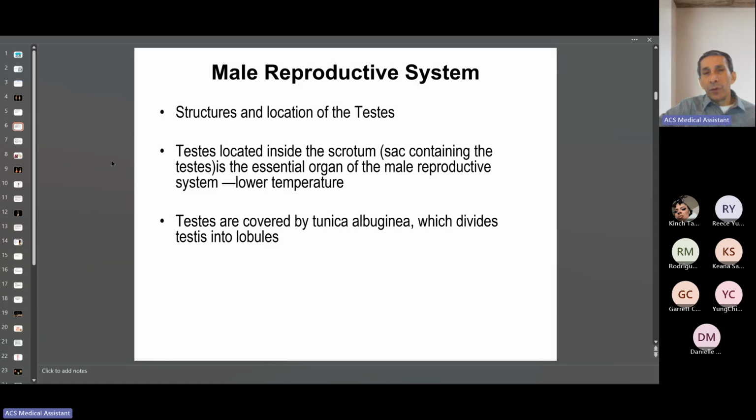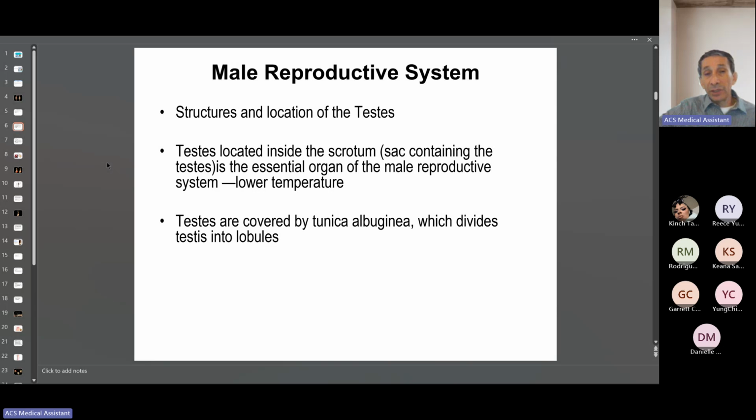Okay, so as I mentioned before, these are the essential organs, which are the testes. We're going to talk about their structures, meaning what they're made of. And we are going to talk about where they're located. Remember, very important. Sometimes it sounds like, oh, well, that's obvious. I know where they're located. Oh, yeah. Do we know all the structures around where the testes are located? Probably not.